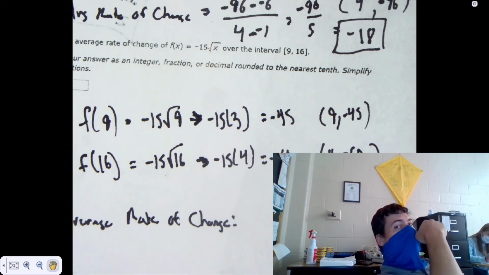Sam, what'd you come up with? 15 over 7. Negative 15. Negative 15 over 7.